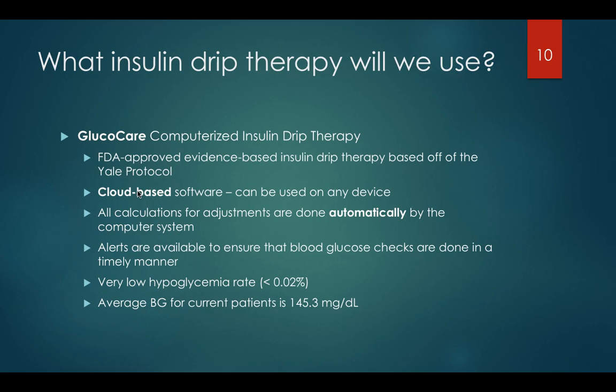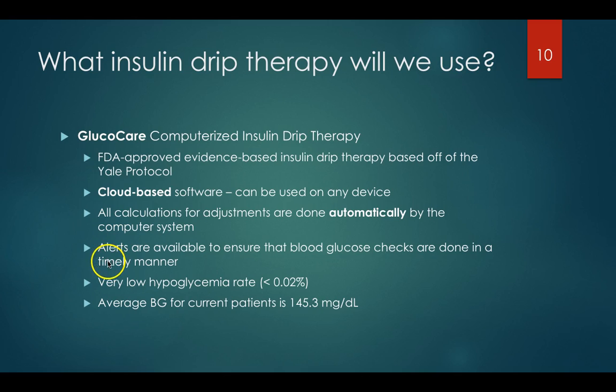You can start using the insulin drip software. All calculations, so we're talking about initial calculations and all adjustments, are done automatically by the computer system. And because it's a computer system, it also has the ability to give alerts. So it can alert the nurse when a blood sugar check is due. And it can also adjust the frequency of checks when your patient is at risk for hypoglycemia. So if the blood sugar drops too quickly, it can adjust that rate, so you check it faster and you make sure you avoid hypoglycemia.